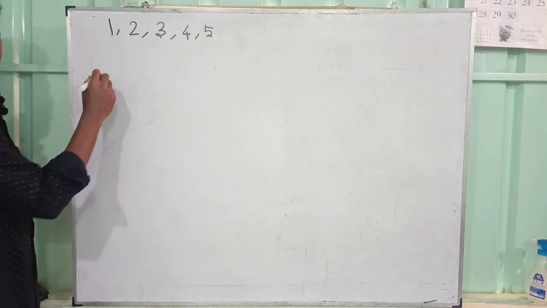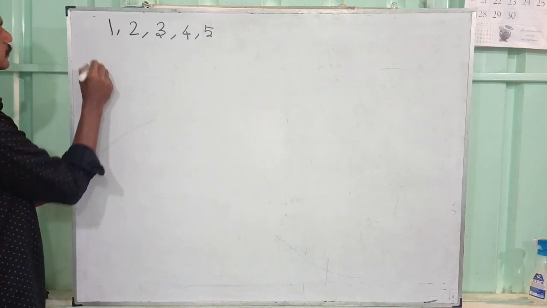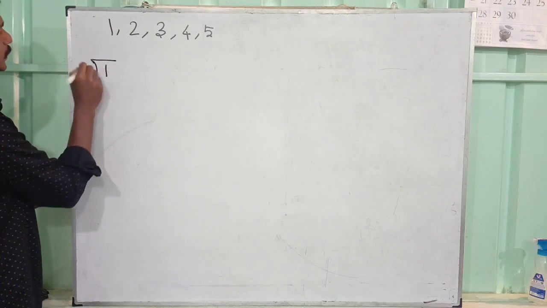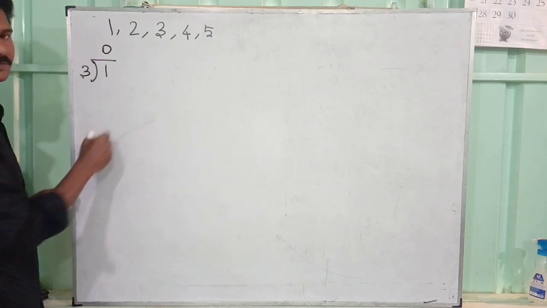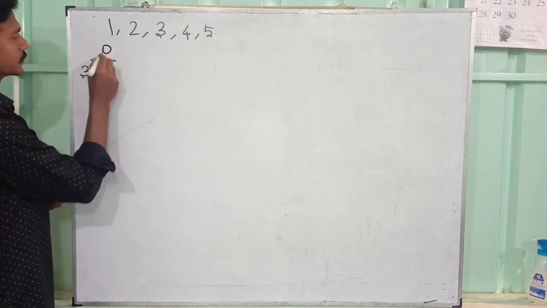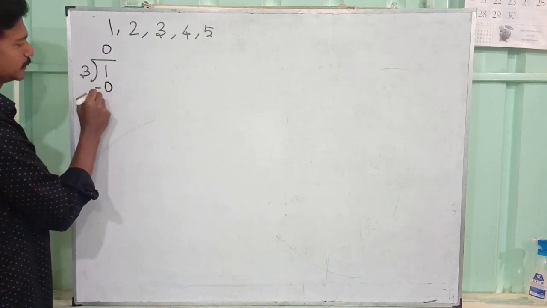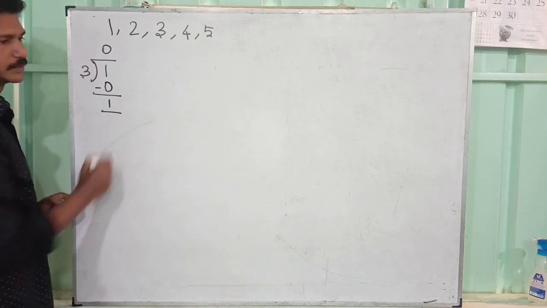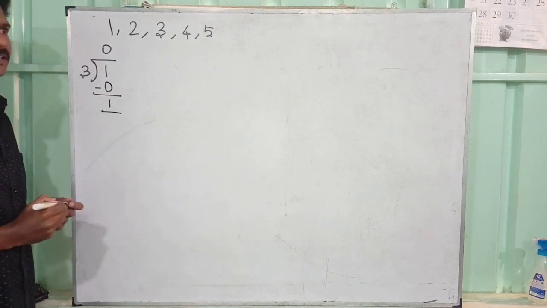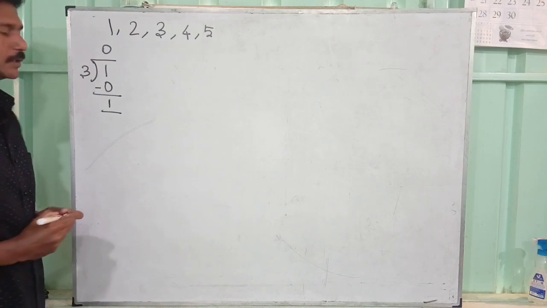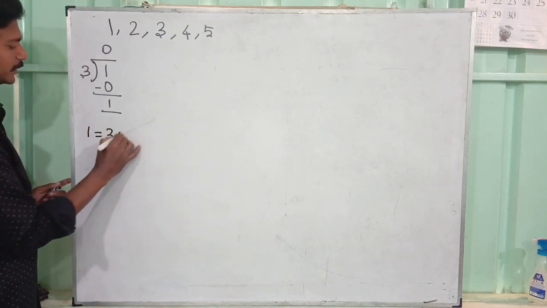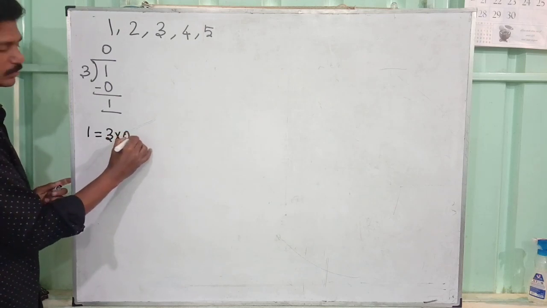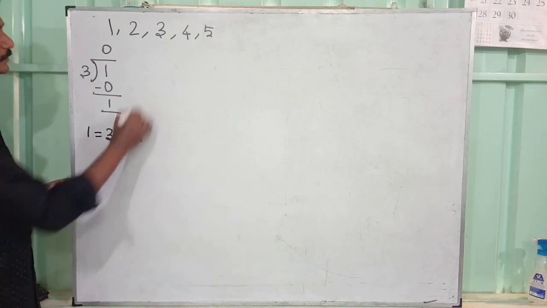So if you divide 1 by 3, we cannot divide it, right? So it goes 0 times. 0 times 3 is 0, and when we subtract, we get the remainder 1. How can you write this in Euclid's division lemma? The dividend is 1, the divisor is 3, the quotient is 0, and the remainder is 1.